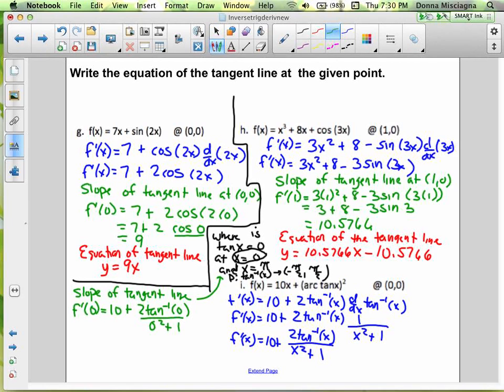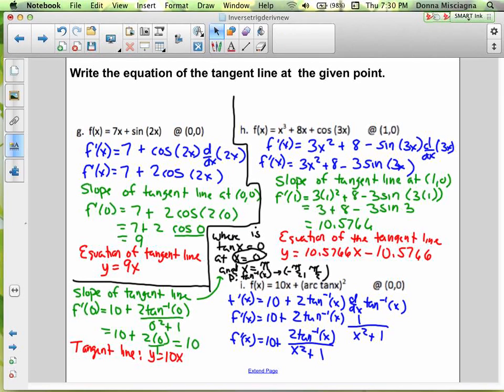All right, so we've got 10 plus 2 times 0 over 1. Well, that's just 0. So not too difficult. Our answer is just 10, because the rest is just 0. So the equation of the tangent line, we'll squeeze it in, it's a really easy one, is y equals 10x. And that's all there is to it.